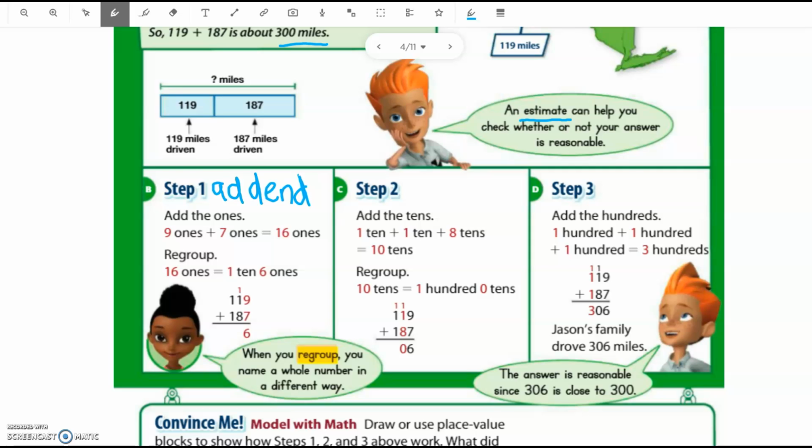Now when we're adding, we add by the place values. So we add 9 and 7 to get 16. Now that's another way of saying 1 ten and 6 ones. So I need to keep the 6 in the ones place and the 1 in the tens place. That's why I carry the 1.